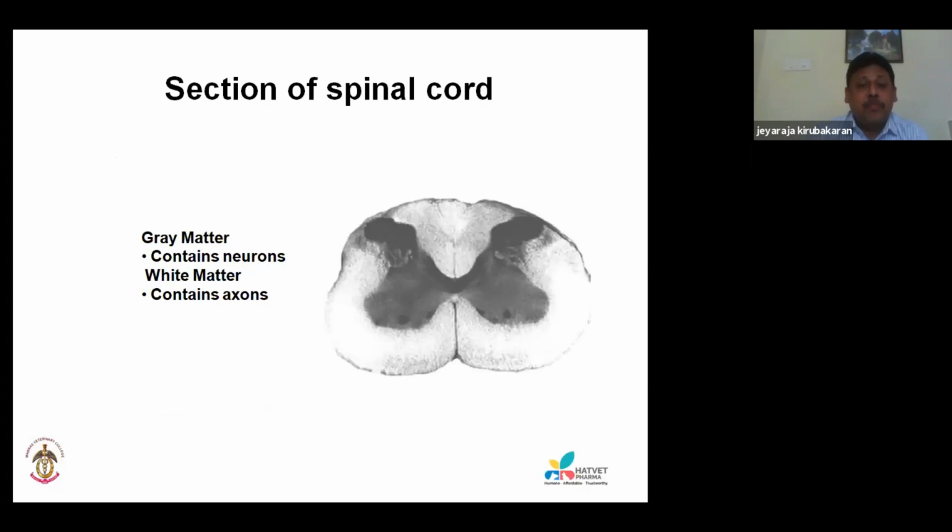Then you have sections of the spinal cord. You have the gray matter and the white matter. Gray matter has the neurons, and the white matter has the axons. All those fibers run through this area. And the lower motor neurons are all situated in the gray matter. It is the section of the spinal cord.